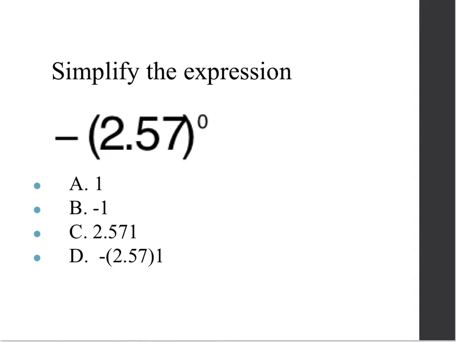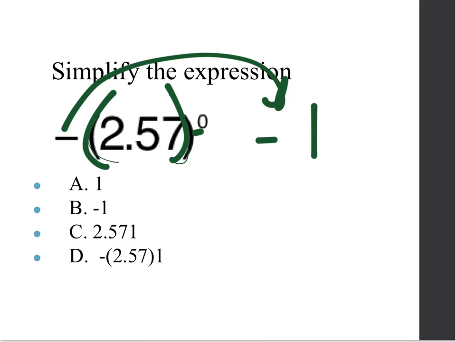Okay, for this first problem, we need to realize that this part of the problem is raised to 0 power. So that means that part of the problem becomes a 1. The negative stays in front because the negative wasn't raised to 0 power. It's outside the parentheses. So my answer is B.